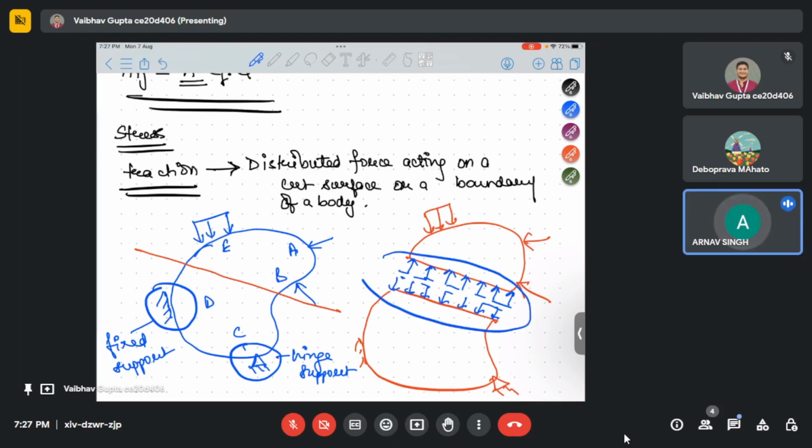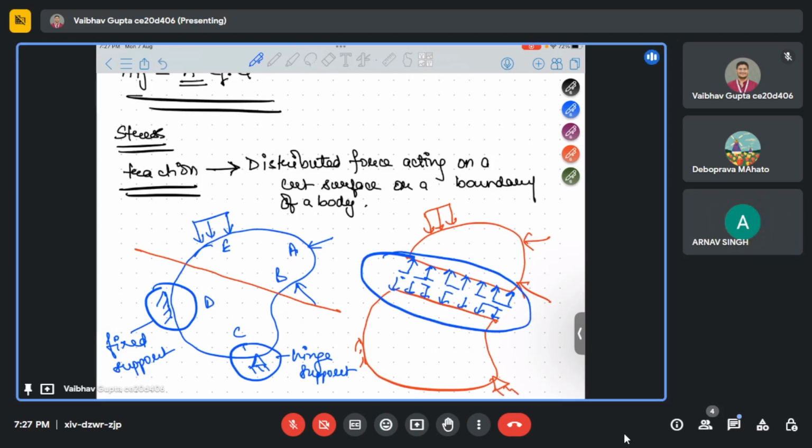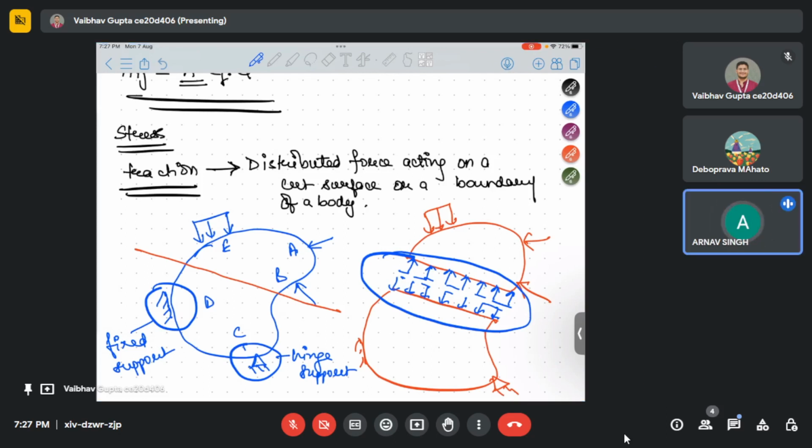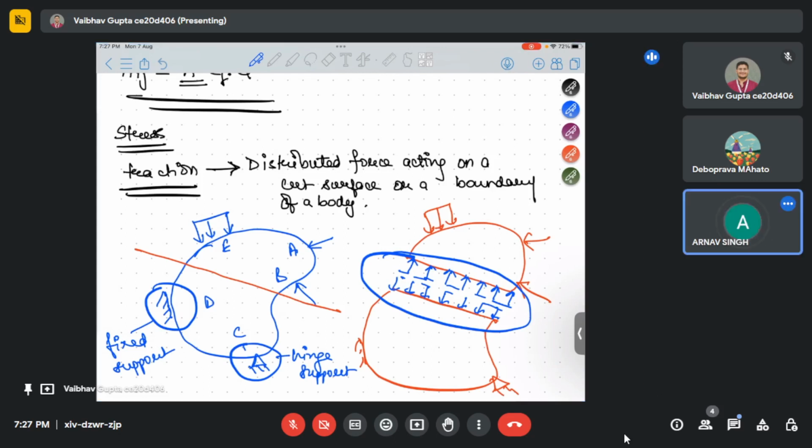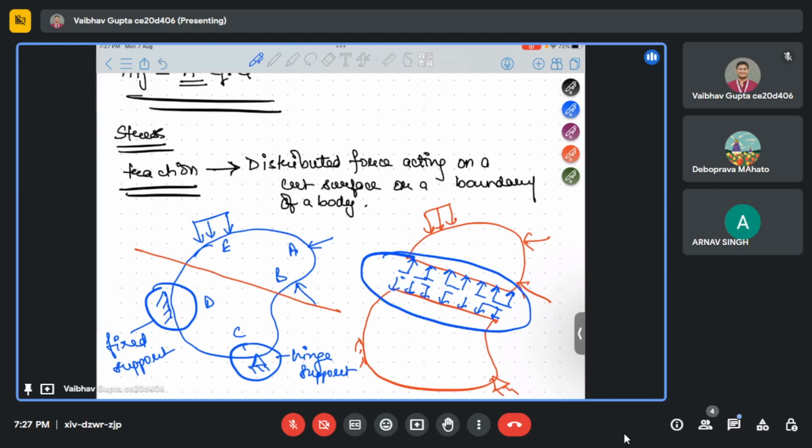Sir, when the body is cut, the other part will also apply a force, right? Yes, this is nothing but Newton's law of motion: every action has an equal and opposite reaction. So equal and opposite forces will act on both parts. So the distributed force is acting over a cut surface.